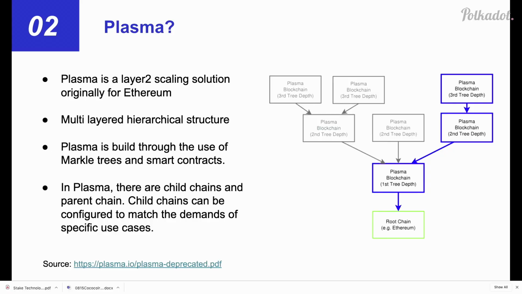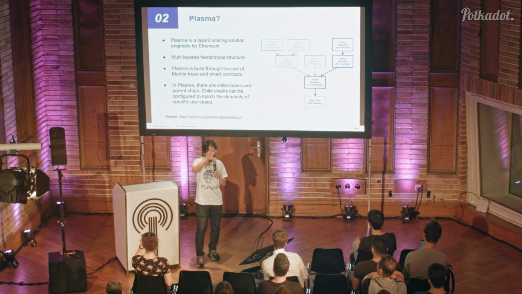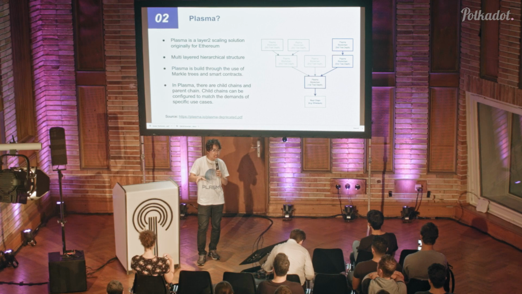So Plasma is a layer 2 scaling solution originally for Ethereum. And it has a hierarchical structure. Basically speaking, there are two chains, parent chain and child chain. The parent chain delegates the execution to the child chain, and the child chain commits the last value of the calculation to the main chain. So we have a hierarchical structure.